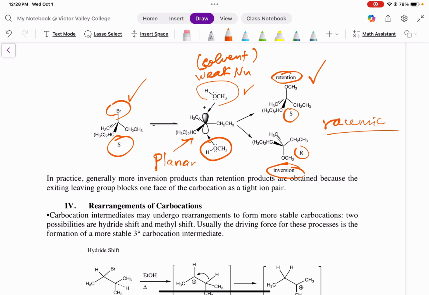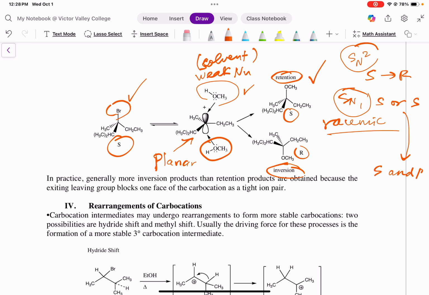Okay? Now, for SN2, you start out with S, you get the R. For SN1, in this case, you start out with whatever, you always end up with S and R. Okay? So regardless of whatever you start out with, you always get a mixture. That's the difference. Sometimes that's a problem. More products doesn't mean it's better. We would just want one kind of product.